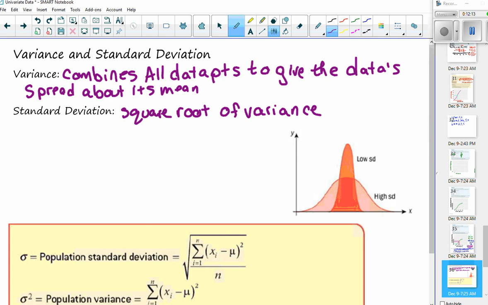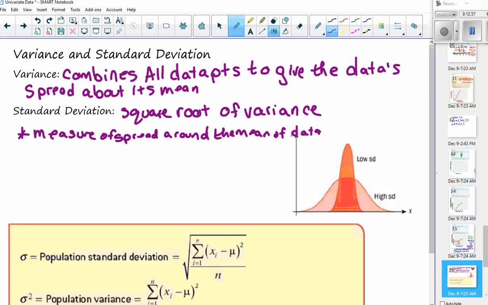So some things to know about standard deviation. One thing is, as stated above in variance, it's the measure of spread around the mean of the data. The second thing, it's never negative. We end up squaring the differences to make them positive. Otherwise, if we didn't, we would just get 0.